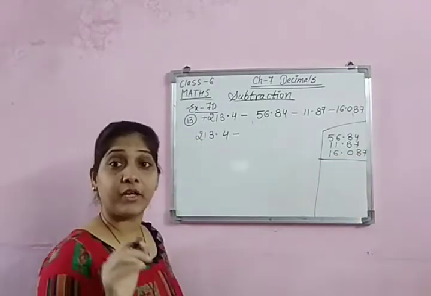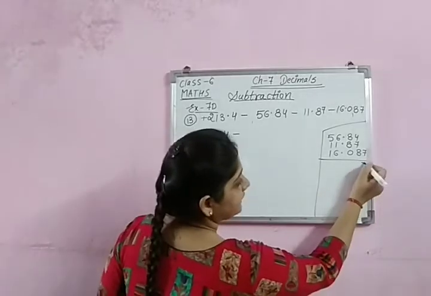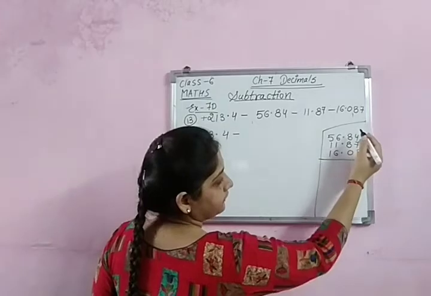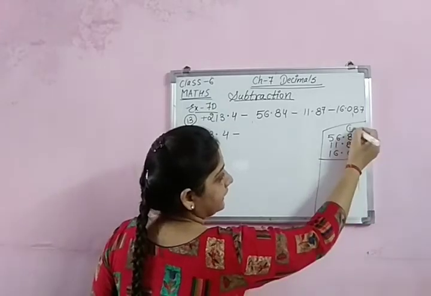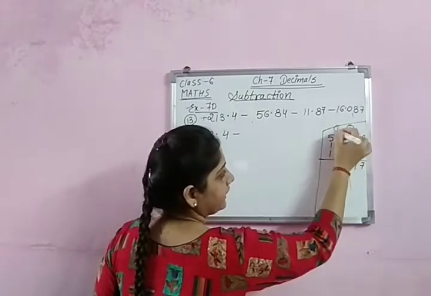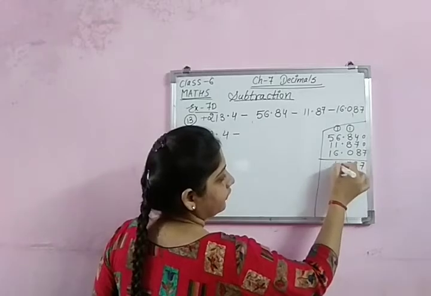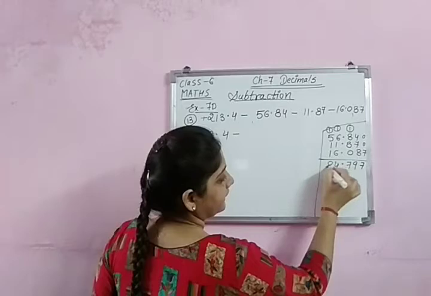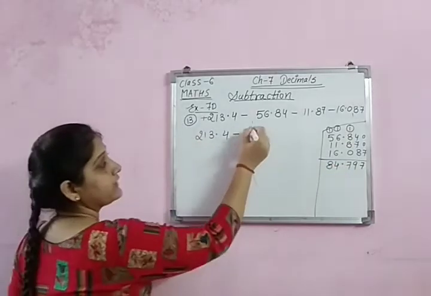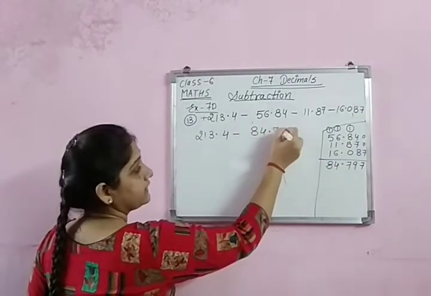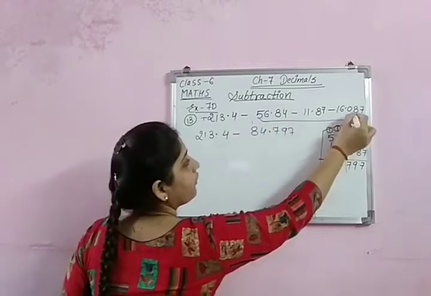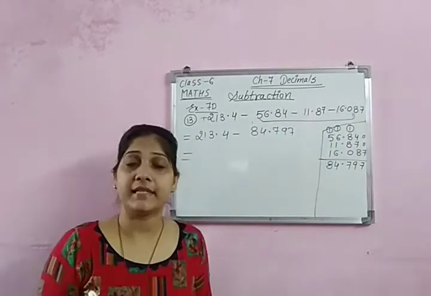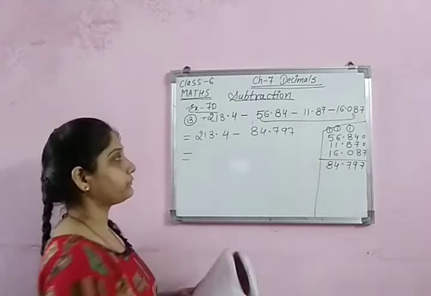Because of same sign, we are doing addition. So let me add 7. If there is no number, it will be 0. 8, 7 is 15, and 4 is 19. 8, 8 is 16, and 1 is 17. 1 carry. 14. 1 carry. 6, 7 and 8. So 84.797. This is the addition of all these three numbers because all are having the same sign, and same sign means addition.